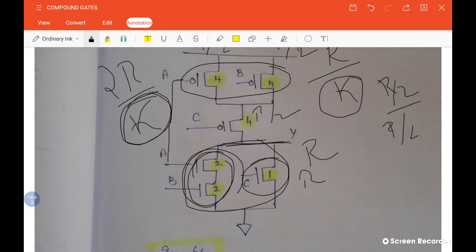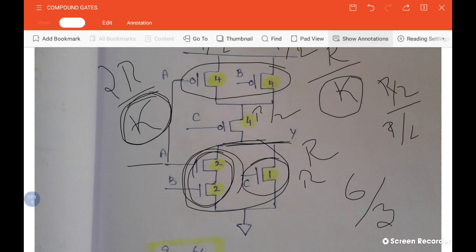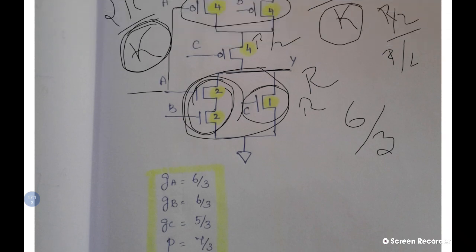Actually these two are connected. Wherever I mentioned A, B, C, those terminals are connected together so that they can form a complementary function: one PMOS and one NMOS each. So at the A input you have how much capacitance? 4 plus 2, 6. Then divided by 3. 3 is nothing but the inverter's input capacitance. So the logical effort at the A input is 6 by 3.